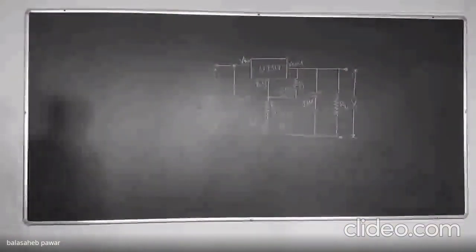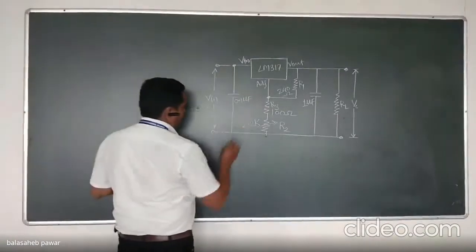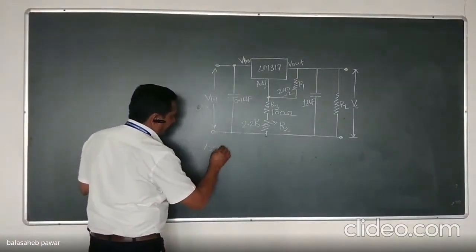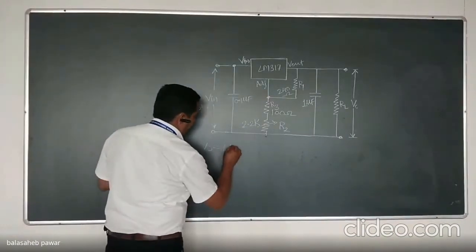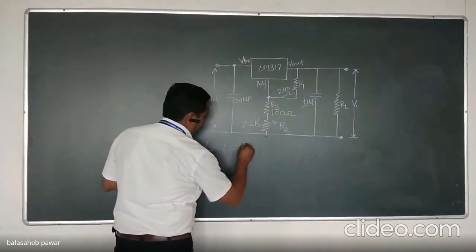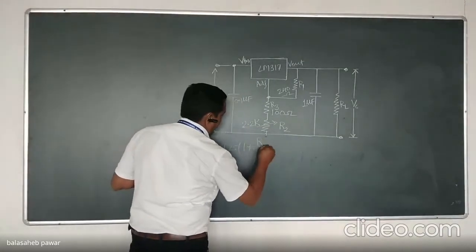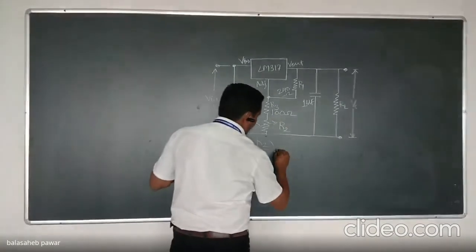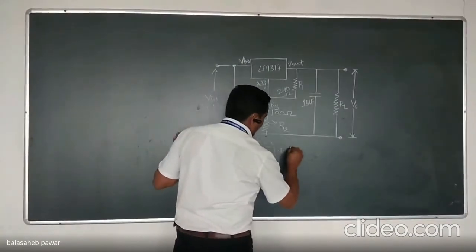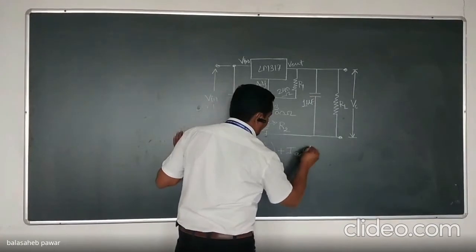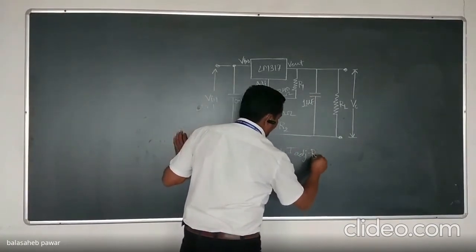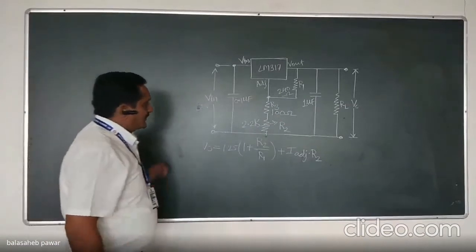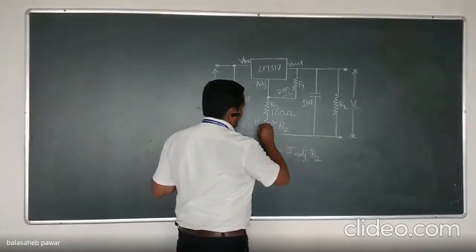As we know, what is the output voltage equation for LM317? That is VO equals 1.25 times (1 plus R2 by R1), plus I adjustable into R2. I will take that second part also. Okay. So see, you will observe a small change for the shown circuit.